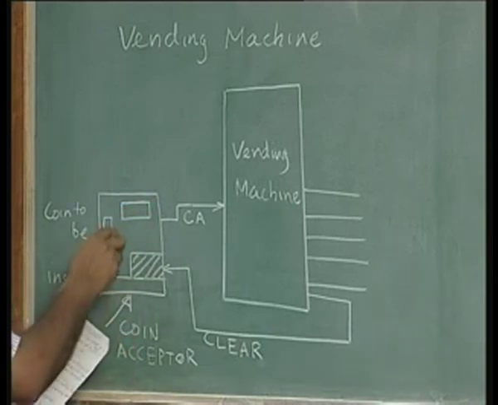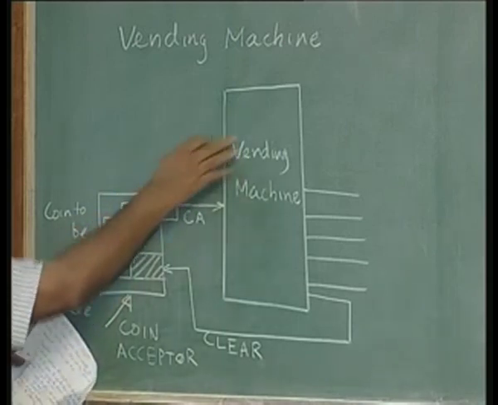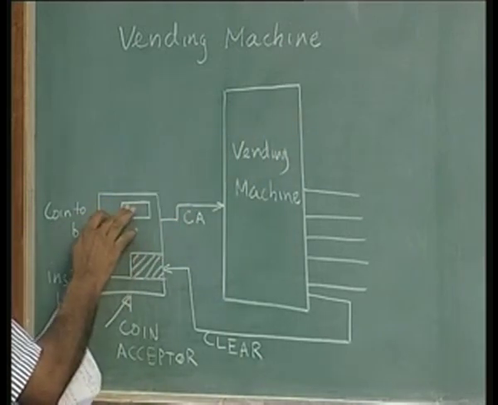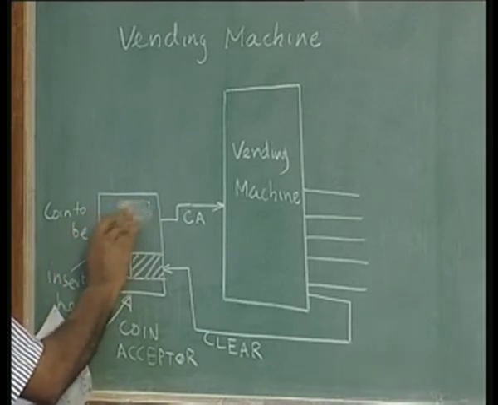So this can be a ready lamp. This also can be outside. I can also have it here. The vending machine can have it. It can be outside this.